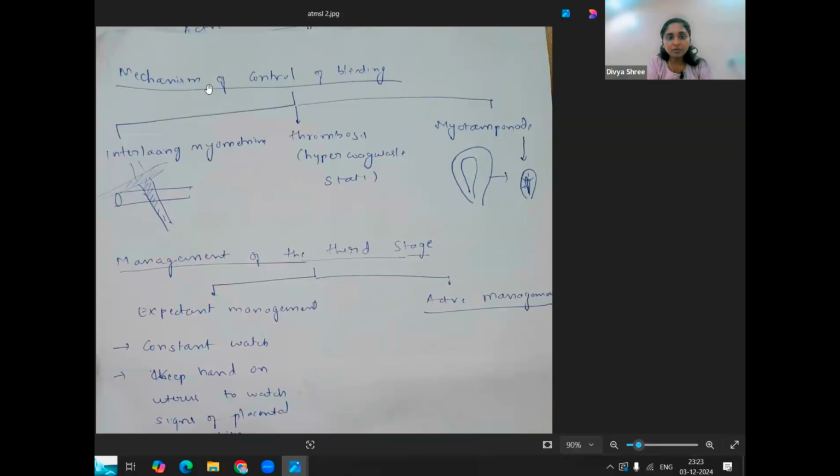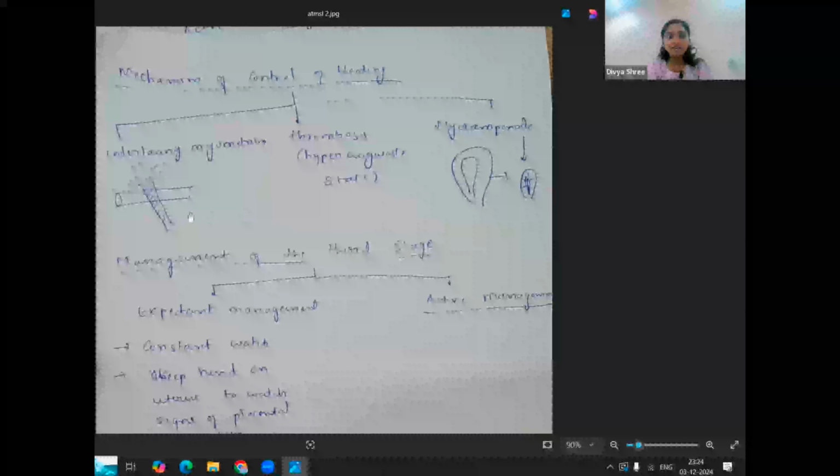Now coming to the mechanism of control of bleeding. We have understood that in the third stage there is separation of the placenta, and behind that there is clot formation. But in this third stage, a very important thing that we have to do is somehow control the bleeding. Otherwise, the patient may land up in postpartum hemorrhage. Normally, not every woman lands up in postpartum hemorrhage. So, ideally, there are some God-given factors which will control the excessive bleeding.